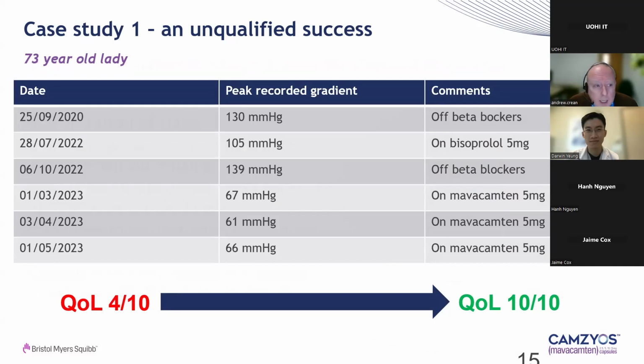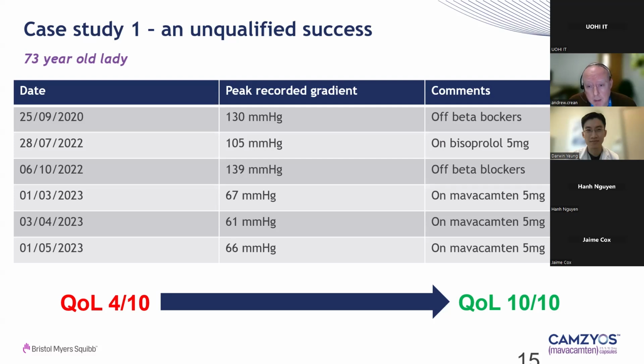And here is a chart of some of her gradients over the years. And you can see she had really quite a substantial gradient back in 2020. We put her onto some bisoprolol. It improved things marginally, but she was still very symptomatic. She came off bisoprolol because she didn't like the drug. I should perhaps at this point emphasize that most of our mavacamten patients remain on beta blockers. They do not need to stop a beta blocker to start mavacamten. So usually they're on both.